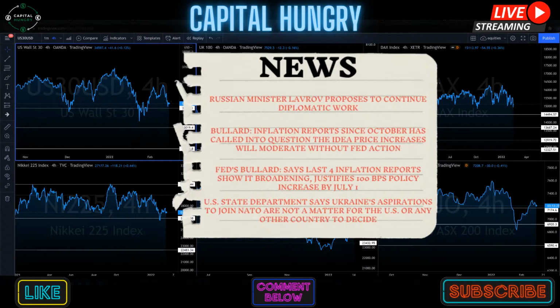And we also had Ukraine looking to join the NATO alliance, the North Atlantic Treaty between North American regions and of course European regions. So we can see some of these news headlines, like Russian Minister Lavrov proposes to continue diplomatic work. That is of course a more optimistic impact.